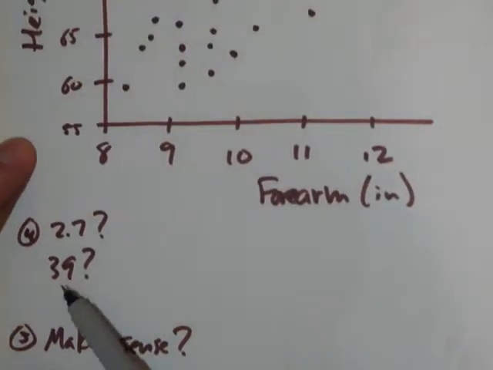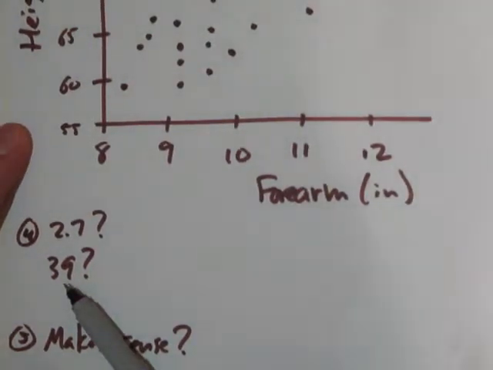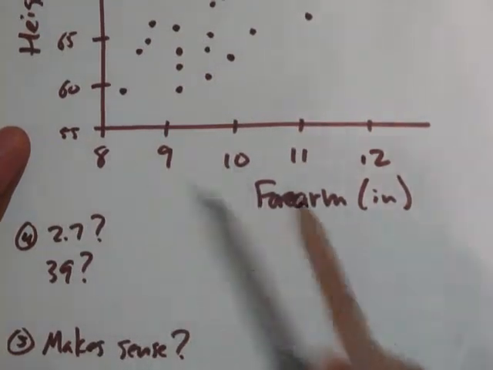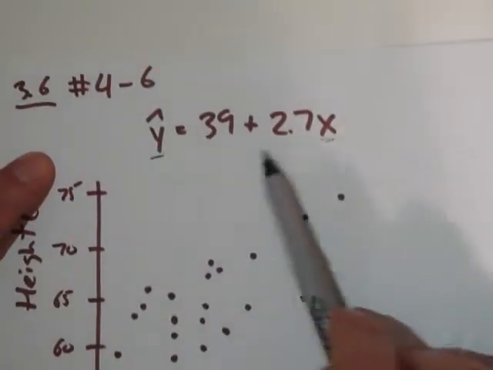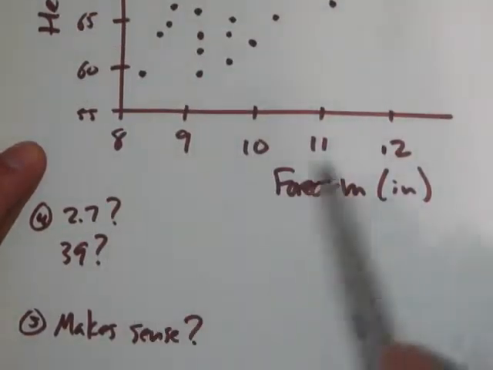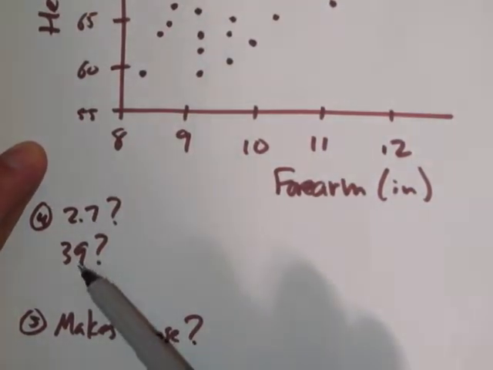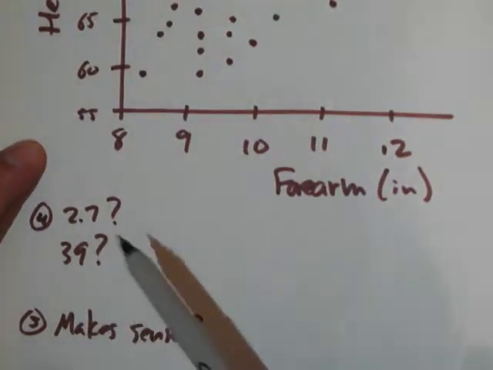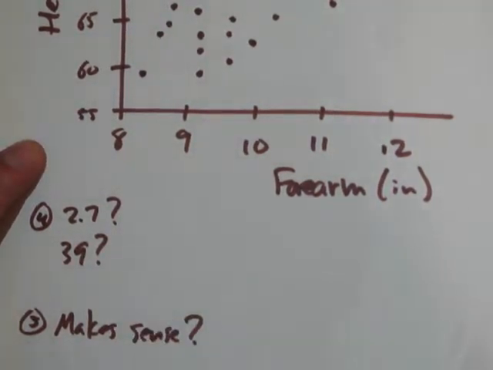What's the significance of the 39? The 39 would be if we had a person who had a forearm length of 0. So if we had 0 for x, if we had a forearm length of 0, they would be 39 inches tall. And that would be the initial value. So if we had a 0-inch forearm, we have a 39-inch tall person.